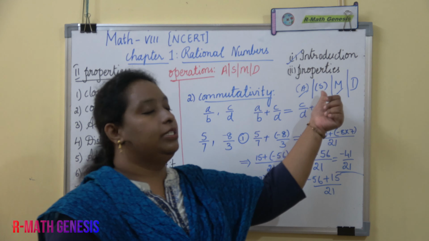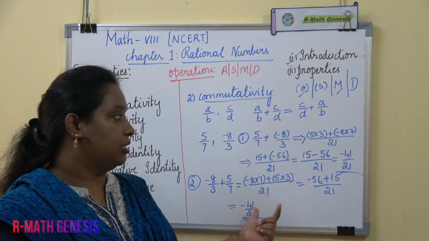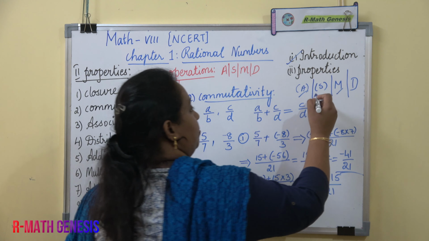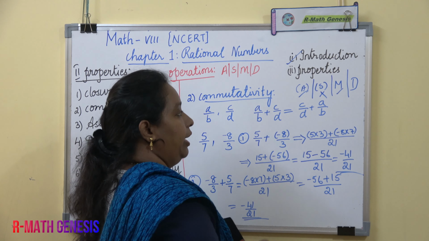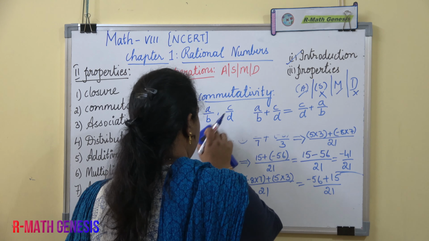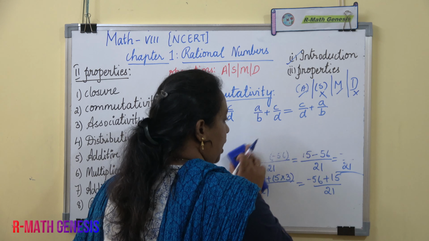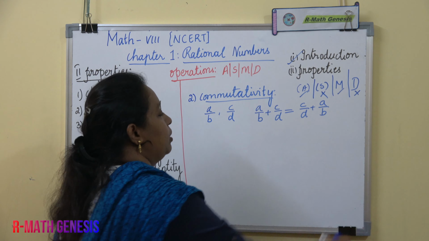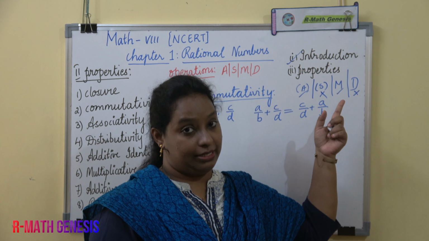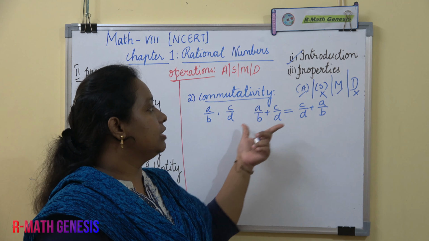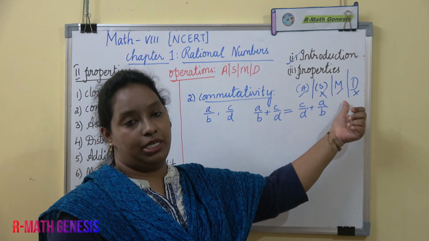Now the same thing in terms of subtraction. When you solve it, it is not true. Commutativity in terms of subtraction is not true. It is true for multiplication, but not true for division, because when you solve this way you get different values. In subtraction and division the answer changes. So commutativity is true only for addition and multiplication, not for subtraction and division.